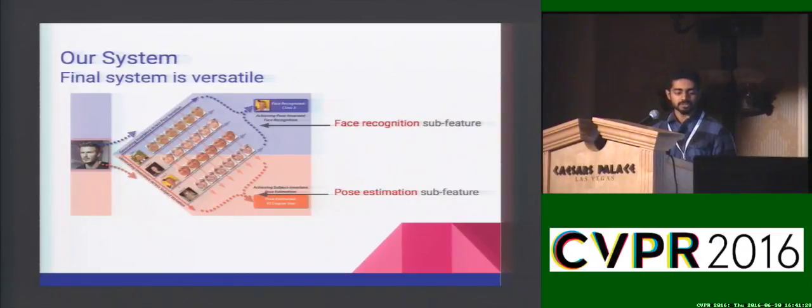Our final practical system is pretty versatile. We can do face recognition and pose estimation with the same framework. For the face recognition sub-feature, it just pools over pose variation, and vice versa for pose estimation. This is just a feature extractor, so you can build a classifier on top of it. For all experiments, our classifier is basically a cosine distance.